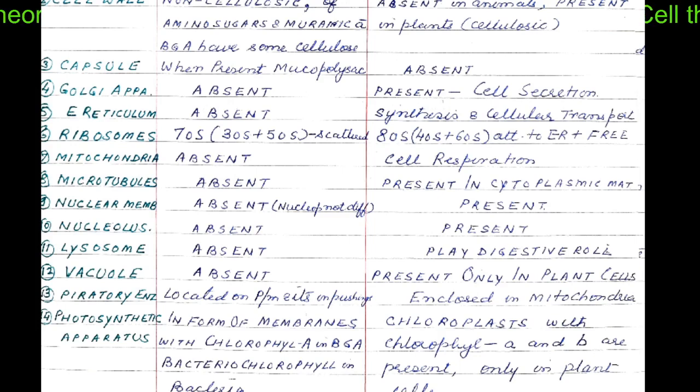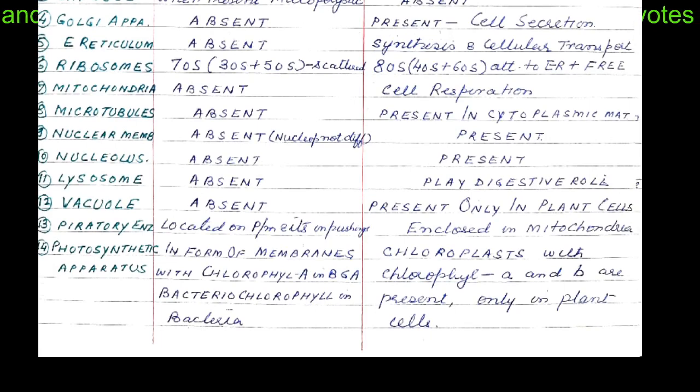The lysosomes are absent, since lysosomes are also membrane bound organelles. They are present in eukaryotes and have digestive role to play. Vacuoles are again absent in prokaryotes, but are present in eukaryotes, but only in plant cells. They are absent in animals.